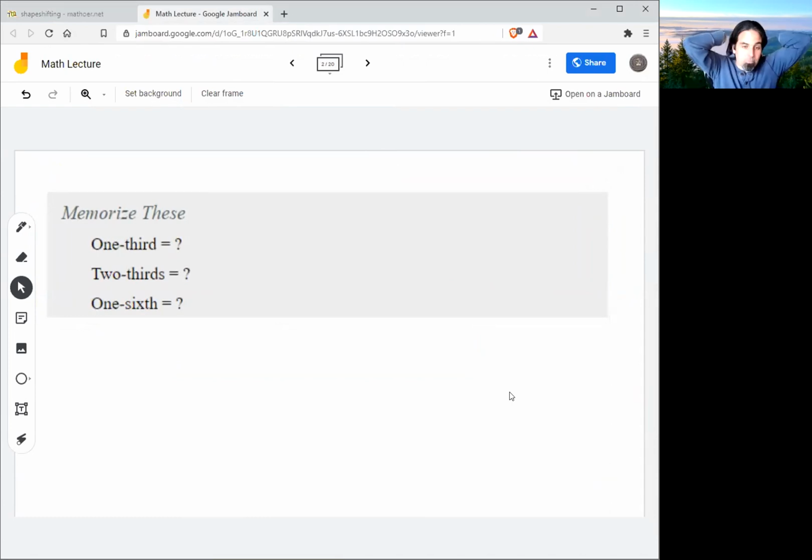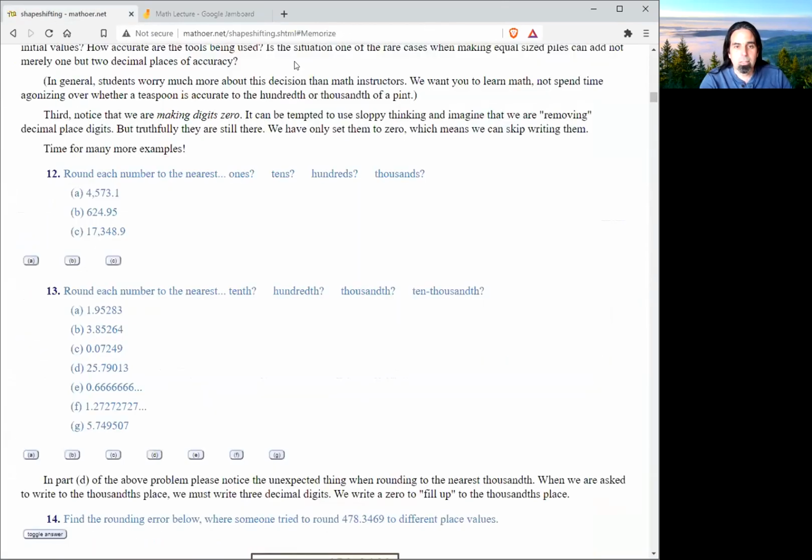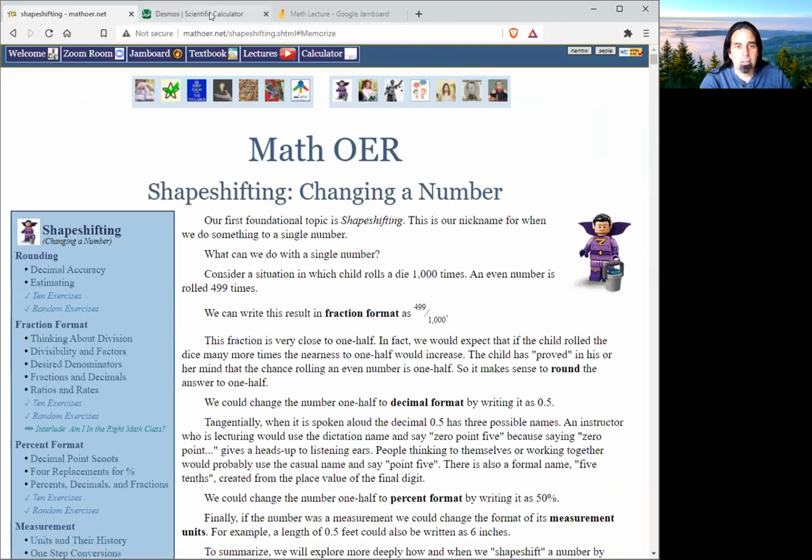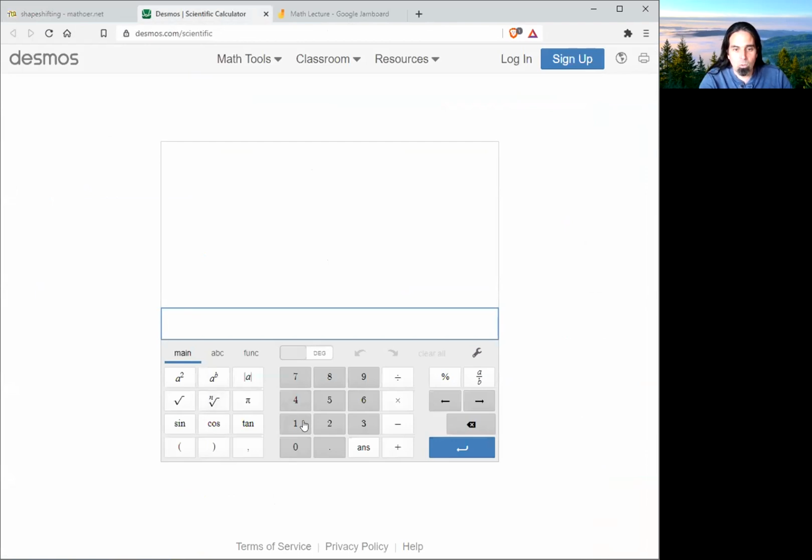So if I just take out my calculator and do what is 1/3, one divided by 3, then I get 3's repeating.